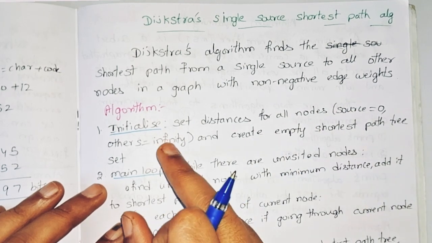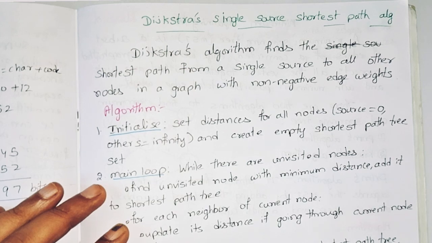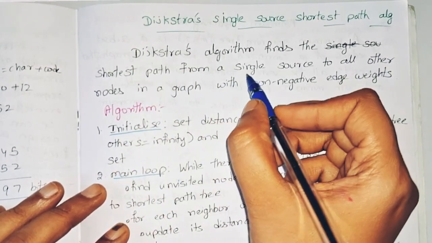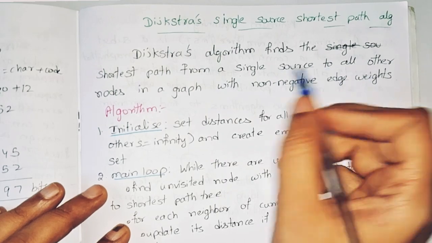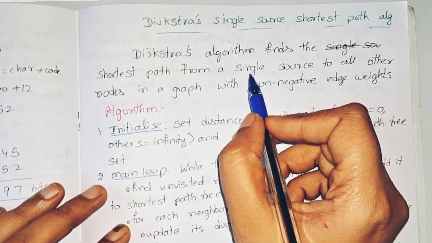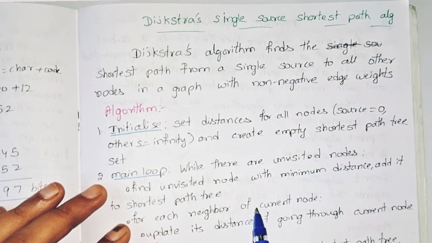Here we are going to find the shortest path from a single source to all other nodes in the graph. So we are finding the path from a single source to all other nodes in a graph, which is the shortest path to travel from the source to the multiple number of nodes in the graph.